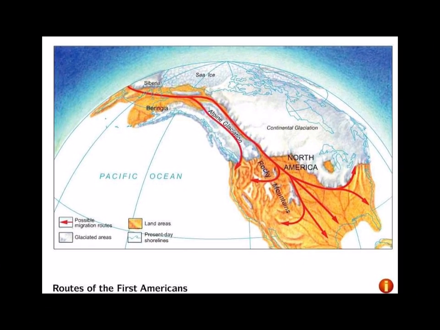Here's a diagram. You can examine the migration route from Siberia across the Aleutian Island chain into Alaska and down into North America.